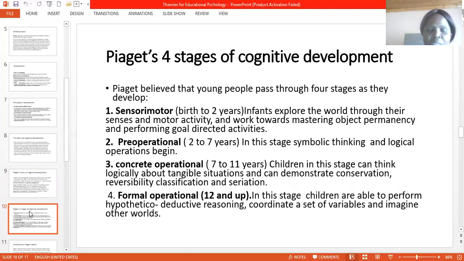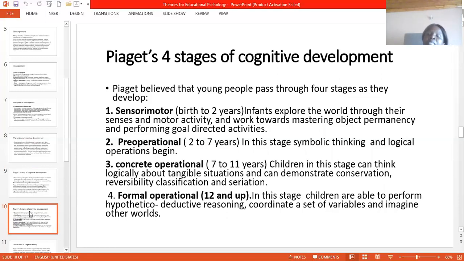So we're moving on to the stages, Piaget's stages of cognitive development. Piaget believed that young people pass 4 stages as they develop. That is his theory. 1, sensory motor.